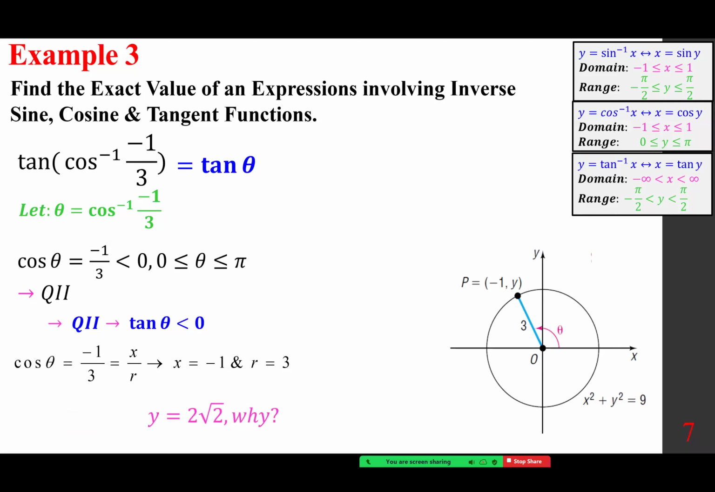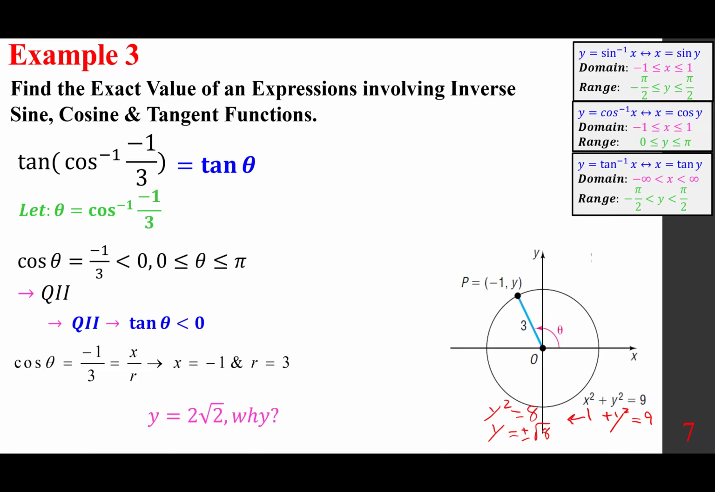X squared is 1, right? Negative 1 quantity squared, plus y squared equals 9. Y squared is 8. Y is plus or minus square root of 8. And we make a decision: we go with positive or negative. In the second quadrant, of course, y is positive. And square root of 8, we have already established, is 2 square root of 2. So that should be clear.